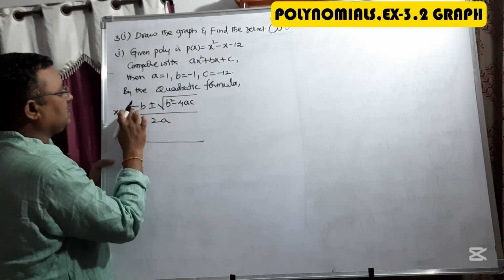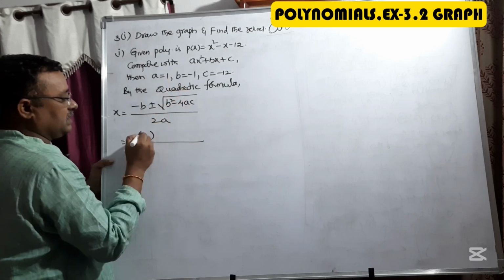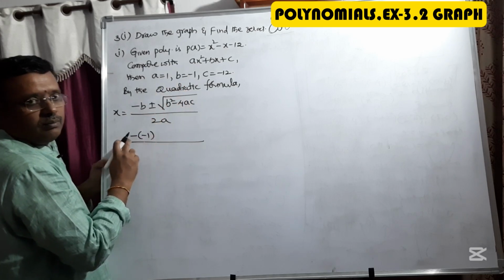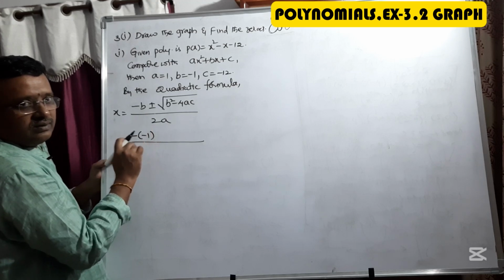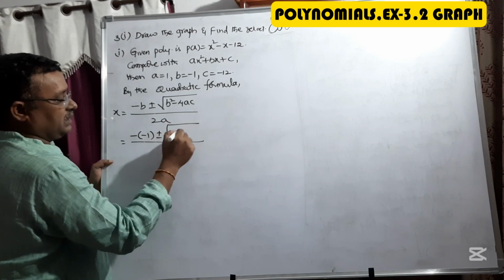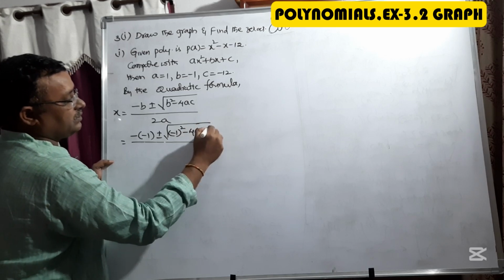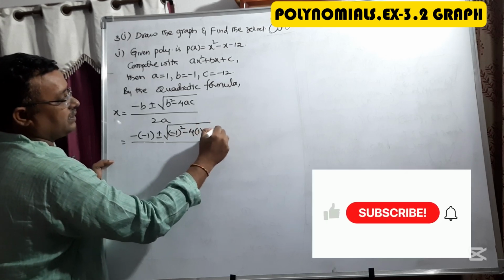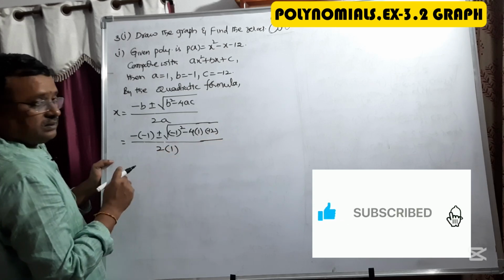What is minus b here, Nana? Minus 1. Don't forget, minus is there in the formula. This minus 1 is the numerical value. Okay, plus or minus root over minus 1 whole square minus 4 into a value 1 into c value minus 12, by 2 into a value 1.